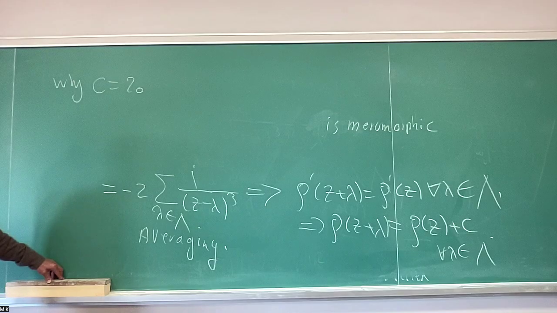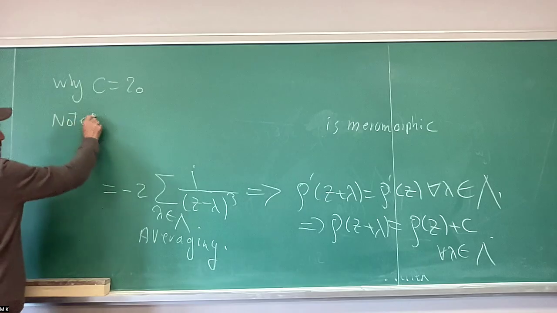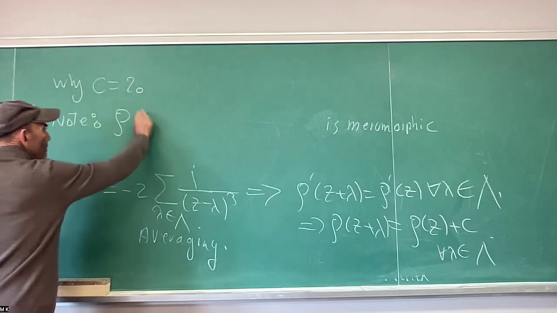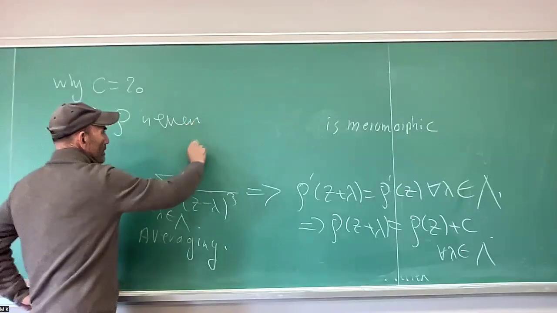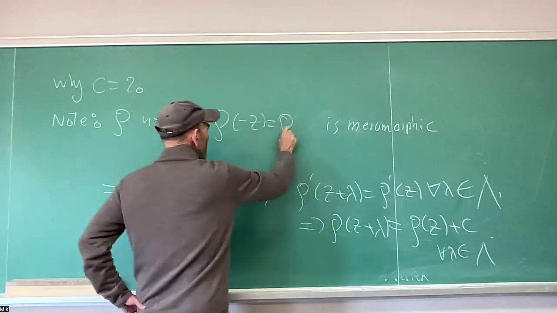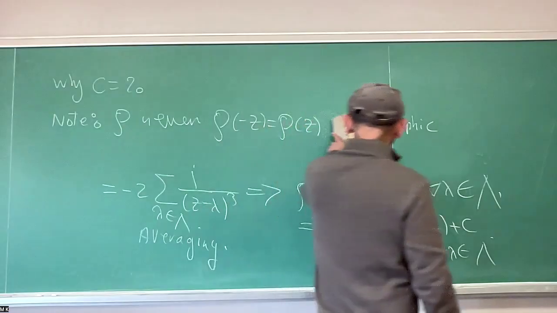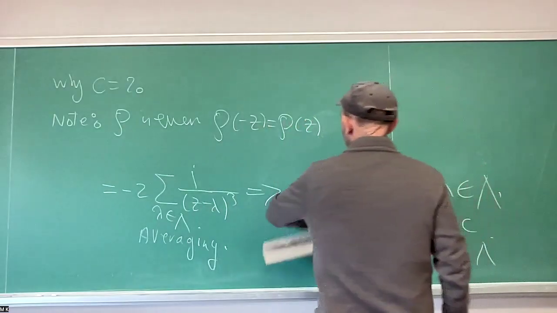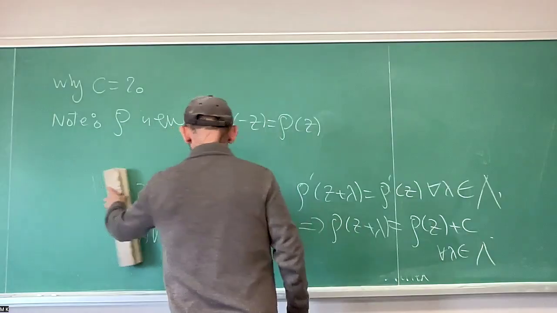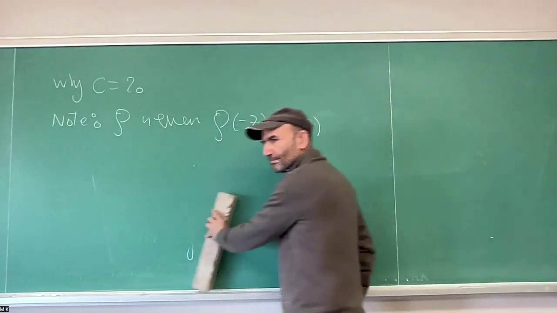Yeah. So first of all, we notice that this function P is an even function, in the sense that P of negative Z is equal to P of Z. You see that? P of negative Z is equal to P of Z. I don't see it. You don't see that?